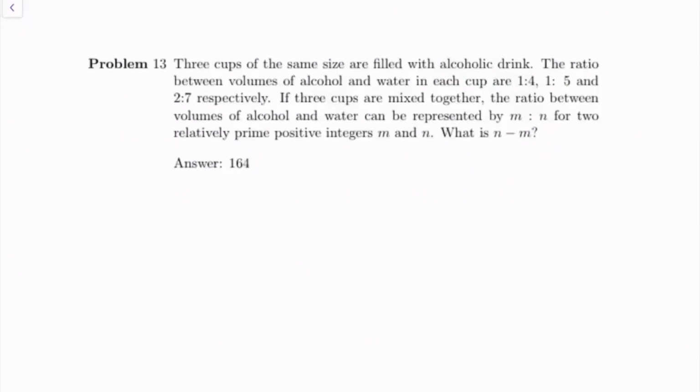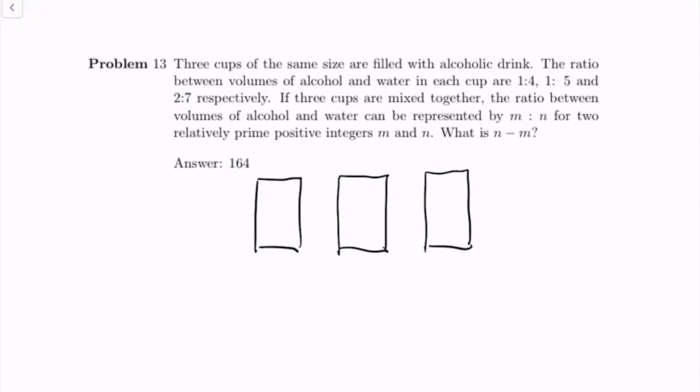Question number 13. Three cups of the same size are filled with alcoholic drink. The ratio between the volume of alcohol and water in each cup is 1:4, 1:5, and 2:7, alcohol to pure water.